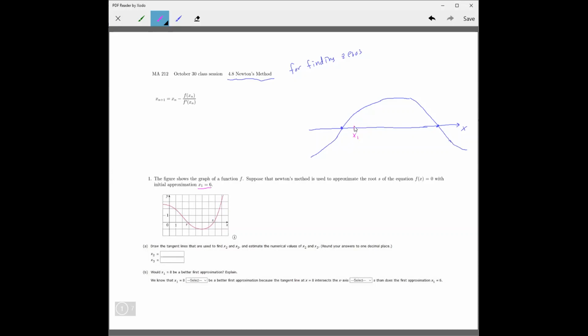Okay, so you choose this value here, and you evaluate the function at there, and of course it's not 0. It doesn't even look like it's that close to 0, relatively. And then you calculate the tangent line to the curve at that point, and you find where that line intersects the x-axis, and that's going to be your x2. Okay, and then you repeat the process. You find where that intersects the x-axis, and that's your x3. Okay, and you repeat the process.